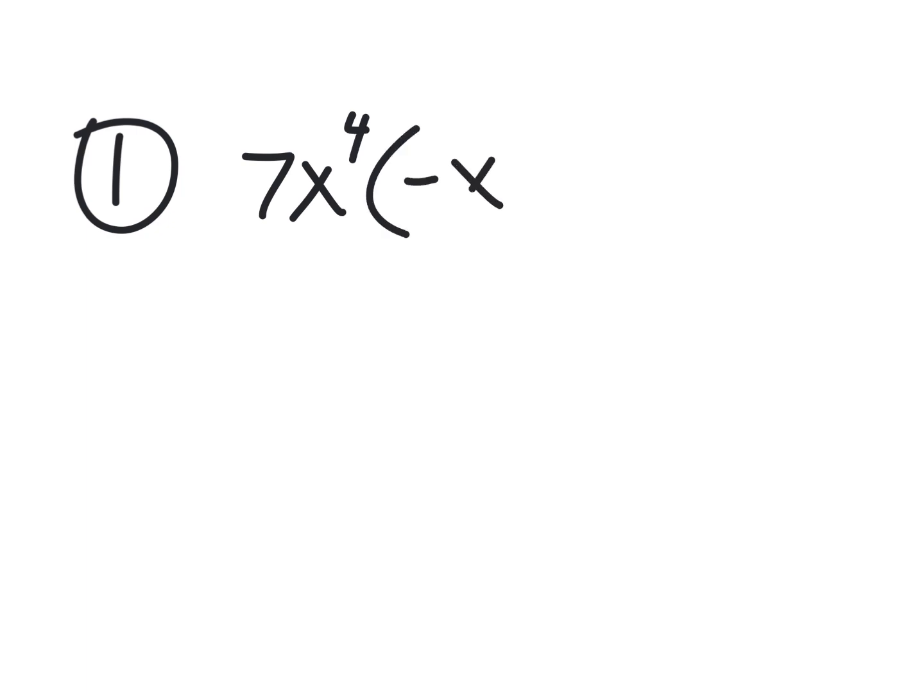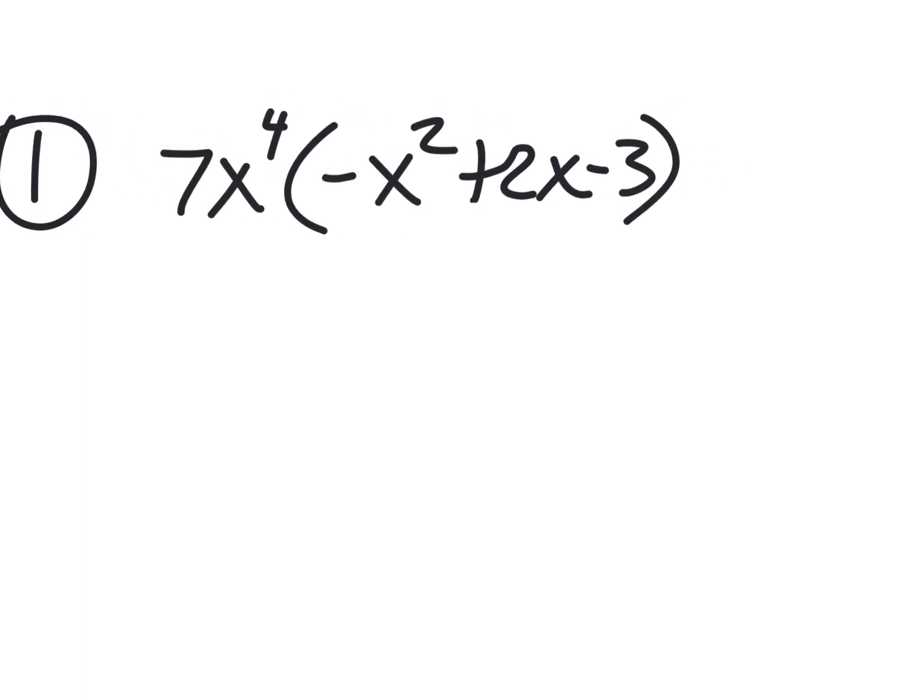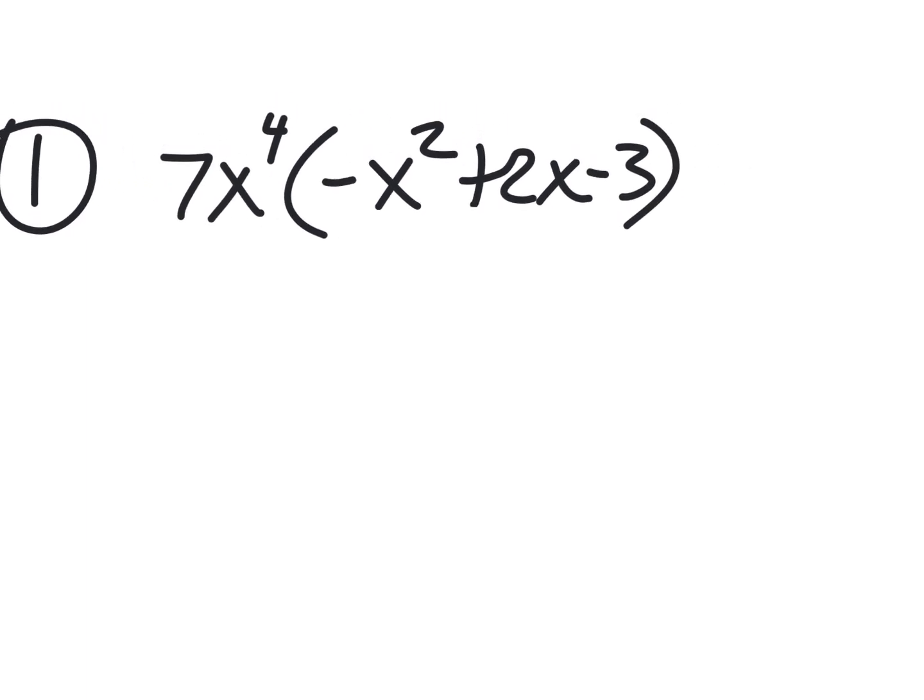Could you read me the first problem? Number 1. 7x to the power of 4, parentheses, negative x squared plus 2x minus 3. Okay. There's our first challenge. It's just a normal distribute. That times that. Think of a negative as a -1. I'm making it blue just to make it stand out. Do you get how that's like a -1?